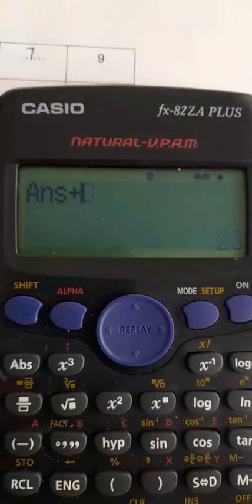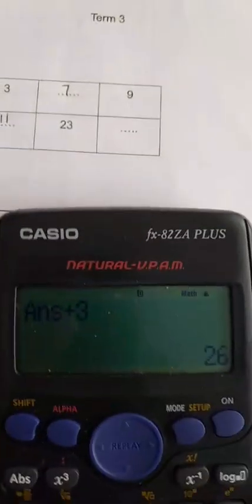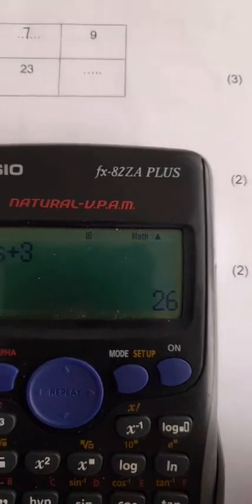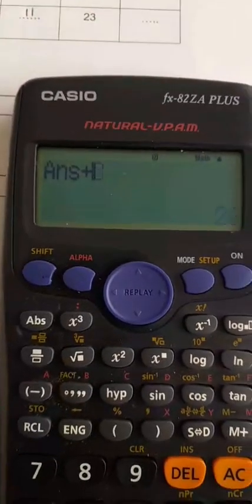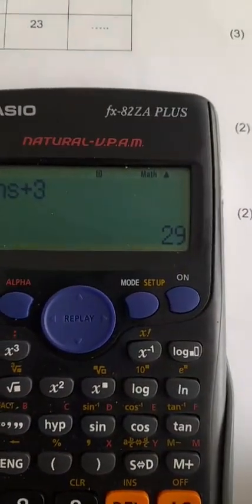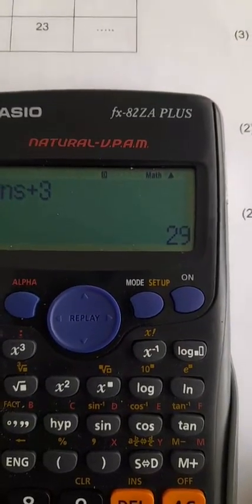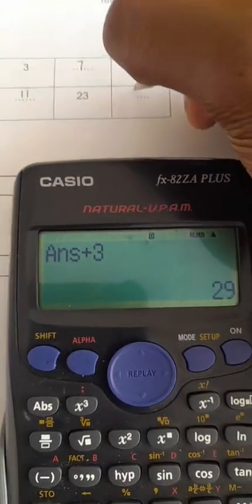And then last but not least, they are asking me for term 9, how many blocks should there be? Remember, we were at term 7. Now we add 3. We are going to get 26. That's for term 8. We add 3. We get 29. That's for term 9. So I'm going to write 29.